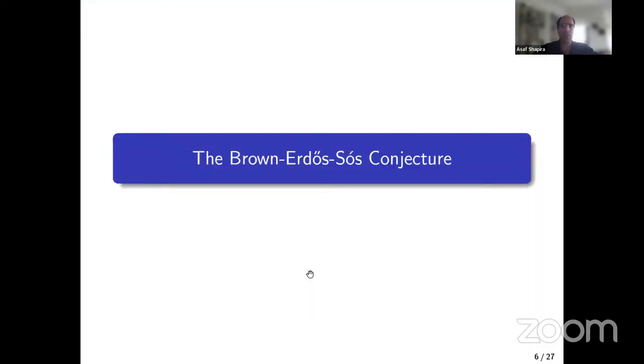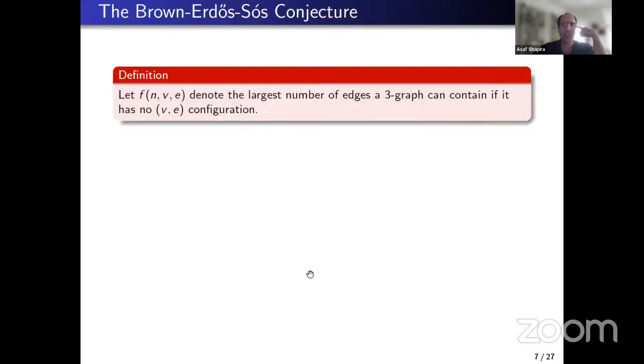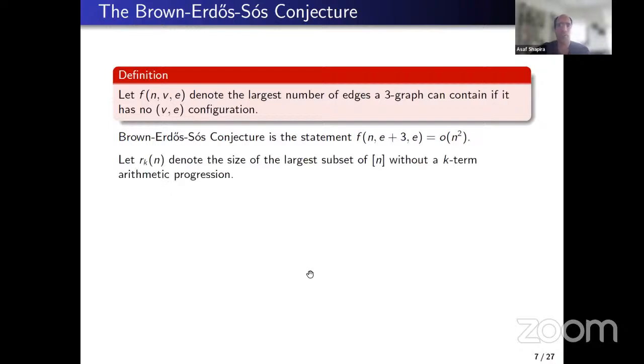Okay, so the first set of results we want to discuss is about the Brown-Erdős-Sós conjecture. It will be convenient to define the following function, f(n; v, e). This is the largest number of edges that a 3-graph on n vertices can contain if it has no (v, e) configuration. Just to recap, the Brown-Erdős-Sós conjecture is the statement that f(n; e+3, e) is little o of n squared. So the maximum number of edges in a 3-graph without an (e+3, e) configuration is little o of n squared.